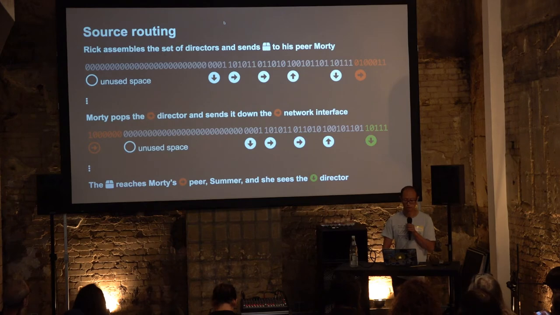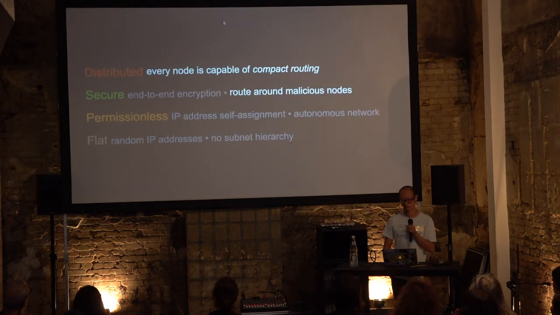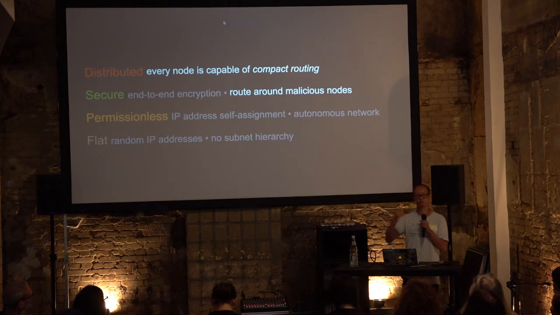So this is called source routing. And it gives the nodes some sort of ability to route around malicious nodes, because you, as the source node, kind of control the path that way.